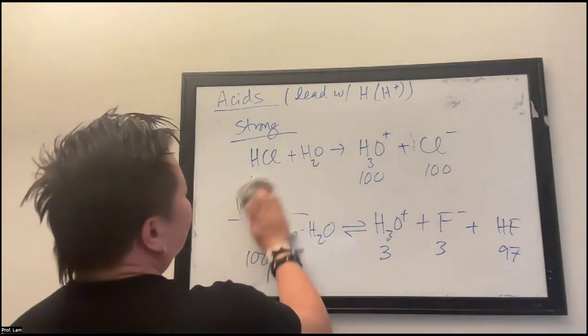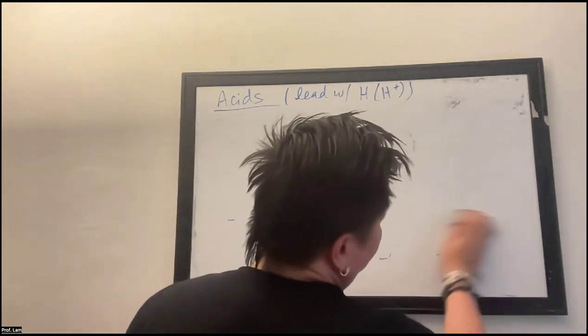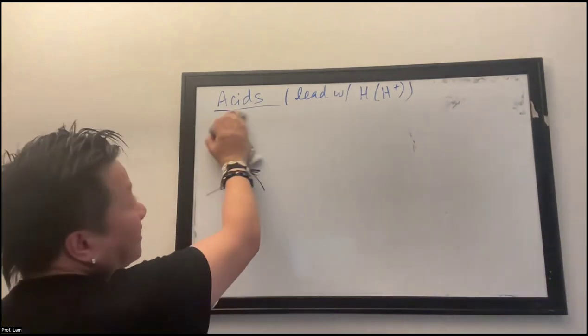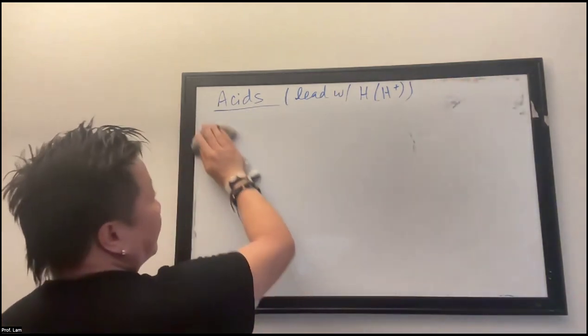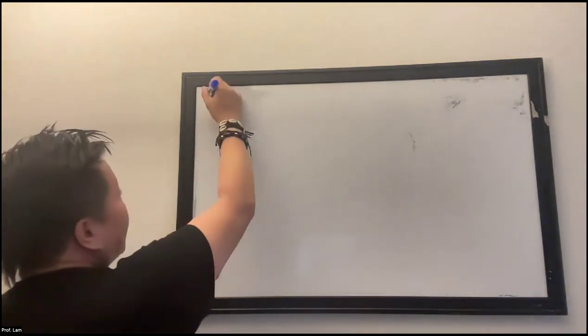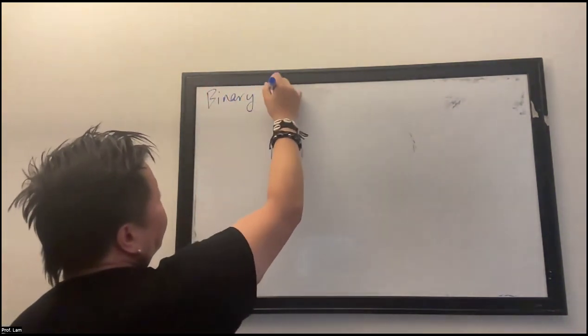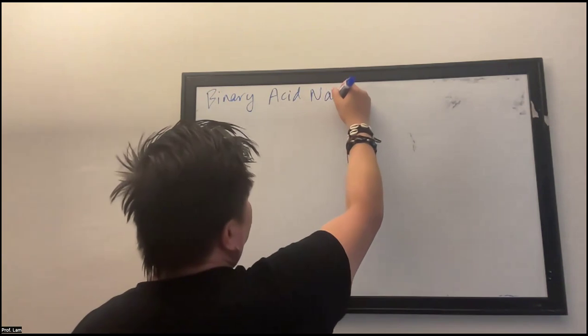All right, so that's enough. We're going to have a whole chapter devoted to acids and bases, so we can go into more detail later. But now that you know a little bit about acids, remember it leads with H. And let's go to our next quadrant, and we'll do the binary acid naming.